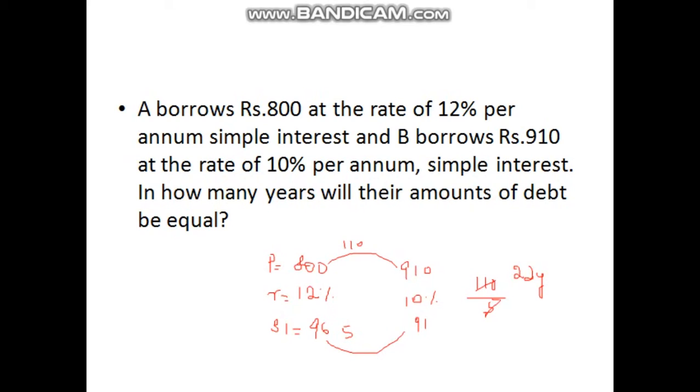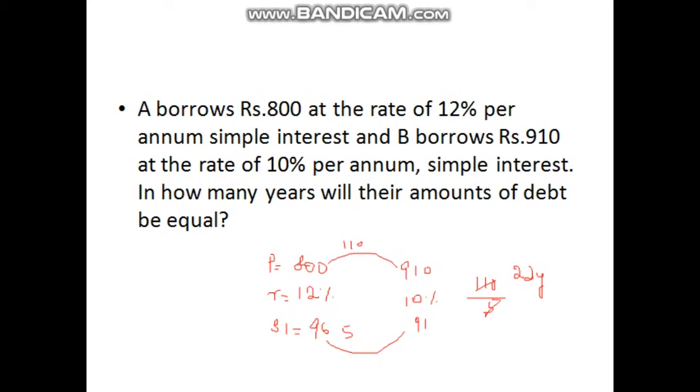Now find the difference. 910 minus 800 is 110, and the simple interest difference is 5 rupees. See, what is the concept? 800 and 910 rupees. Equal debts means 800 here and 800 there, or else 910 here and 910 there. So this difference should be reduced by increasing the simple interest, right?